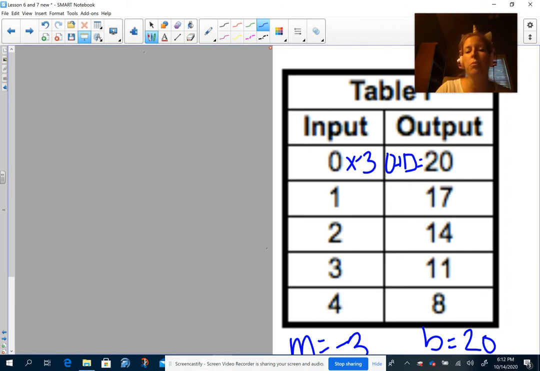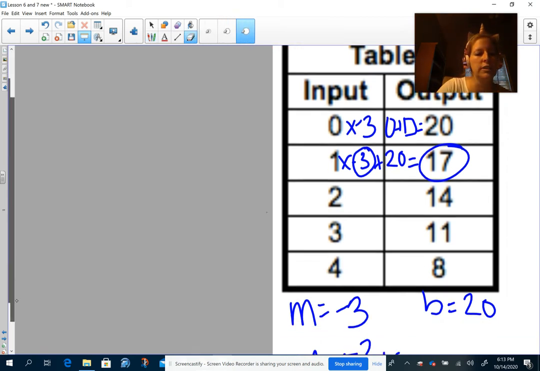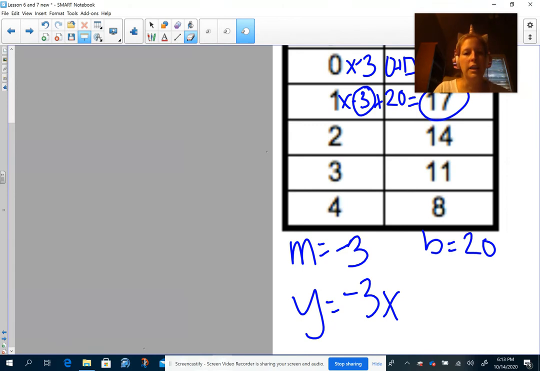So let's plug this in and see if it works. -3 times 1 is a -3. And then if I add 20 to that -3, guess what I get? 17. Okay, so let's look at our equation. Y equals, and I want you to finish it.